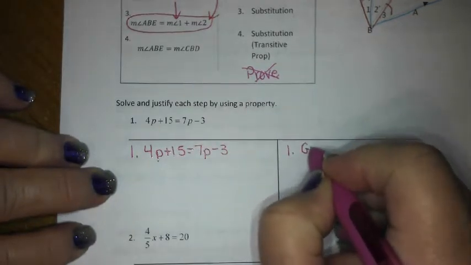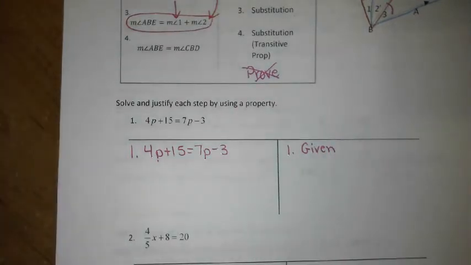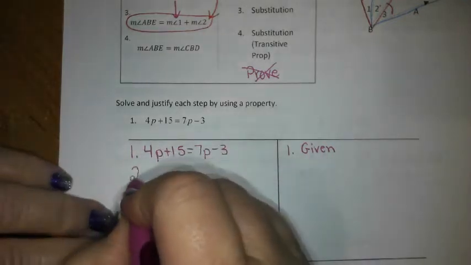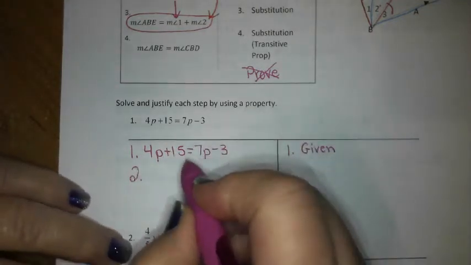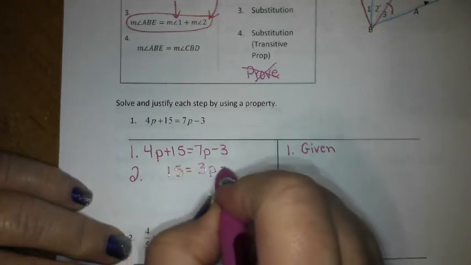And we're going to write the word given. This is what you gave me. This is where I'm starting. All right, so in my next step, maybe I'm going to write 15 equals 3p minus 3.